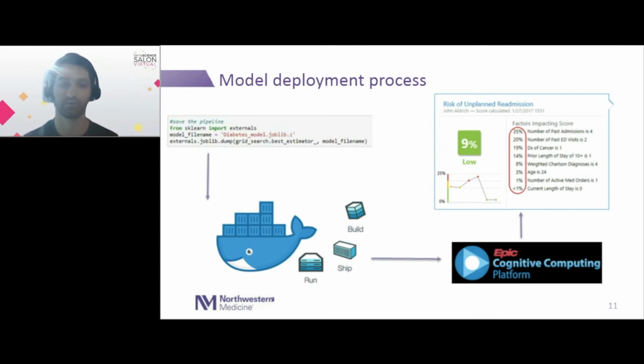At a high level, what we did was we had that model saved as a pipeline, and we saved that as a joblib file. Then we took that joblib file and created a Docker container and put the model within that container, and wrote some code to pull in data from Epic and convert it into the format the model expects. Once we had that Docker container ready to run the model, we deployed it into the Epic Cognitive Computing Platform.